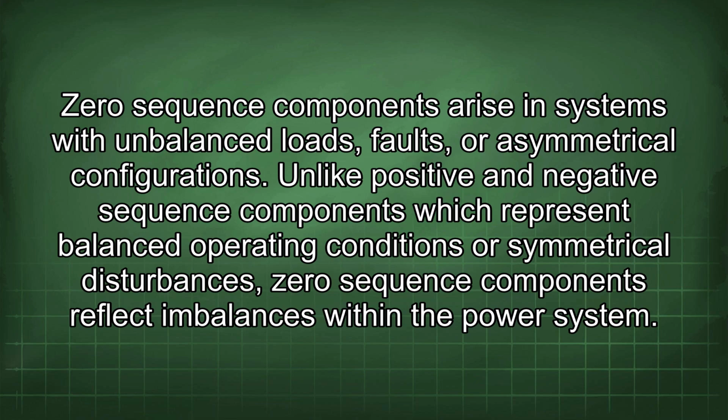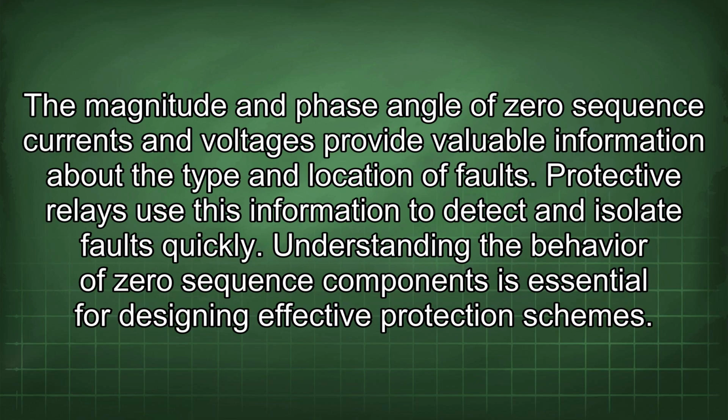Zero-sequence components arise in systems with unbalanced loads, faults, or asymmetrical configurations. Unlike positive and negative sequence components, which represent balanced operating conditions or symmetrical disturbances, zero-sequence components reflect imbalances within the power system. The magnitude and phase angle of zero-sequence currents and voltages provide valuable information about the type and location of faults. Protective relays use this information to detect and isolate faults quickly. Understanding the behavior of zero-sequence components is essential for designing effective protection schemes.